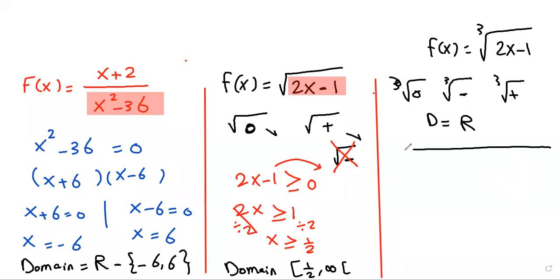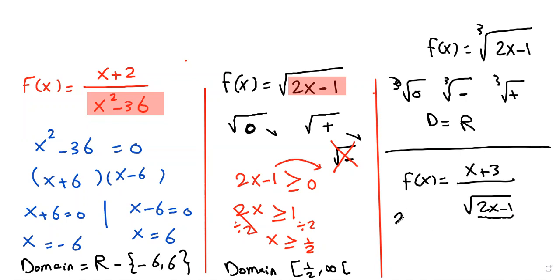Okay. What if I have f of x, the last case, like x plus 3, I don't care about it, over the square root of 2x minus 1. In this case, we can find the square root of any positive value only. Why is that? Because the square root is written in the denominator.